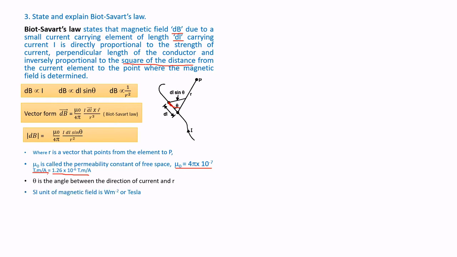SI unit of magnetic field is Webers per meter square or Tesla. CGS unit of magnetic field is Gauss. 1 Gauss is equal to 10 to the power of minus 4 Tesla. You please remember this. The direction of magnetic field is that of dl cross r. So r is here and dl will be here. So it will be perpendicular to the cross product, meaning perpendicular to both.